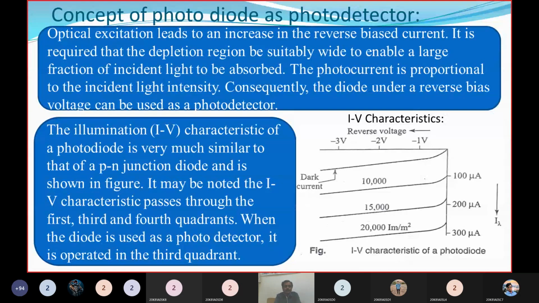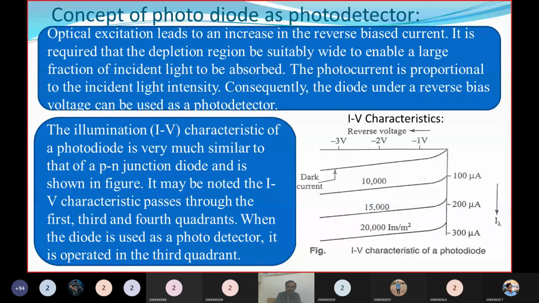Now coming to the concept of the photodiode as a photodetector. Optical excitation leads to an increase in the reverse bias current. If the intensity of the optical signal increases, that means the power of the optical signal increases, so the current also increases. If the intensity increases, more covalent bonds break and more electron-hole pairs are generated. These act as minority charge carriers, and because of them current passes in reverse bias.